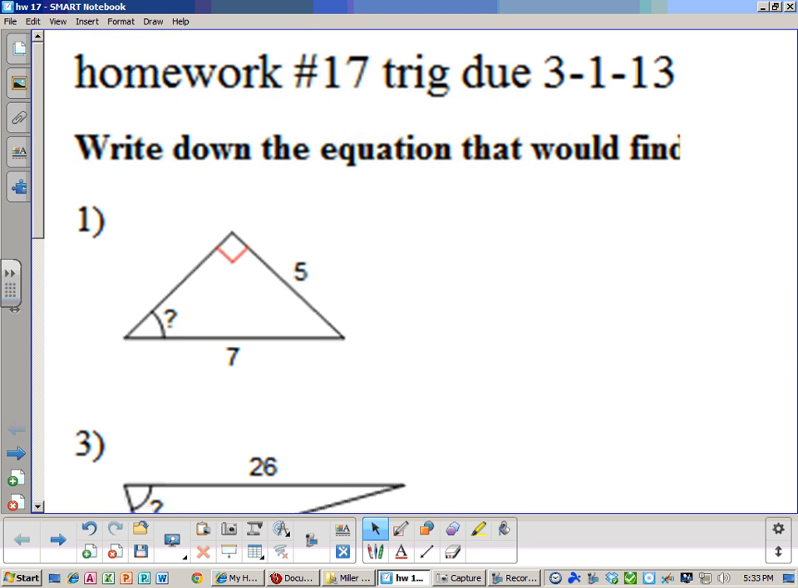Alright, let's take a look here. We're looking over homework number 17, trigonometry. Write down the equation that would find, well, I'm guessing the missing angle or the missing side.